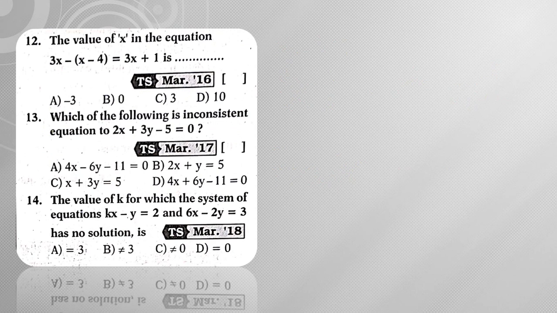Next, moving on to question number 12. The value of x in the equation. We need to simplify this. So how can you do this? 3x, this minus we need to multiply with both the terms because it follows the distributive property. So minus x, minus of minus 4 is plus 4, is equal to 3x plus 1. On both sides I can cancel out plus 3x because when you transpose they get cancelled. Now this minus x I am transposing to the right hand side and this plus 1 to the left hand side. Then I am going to have 4 minus 1 is equal to plus x. So from this x is equal to 3. Hence the answer is x is equal to 3.